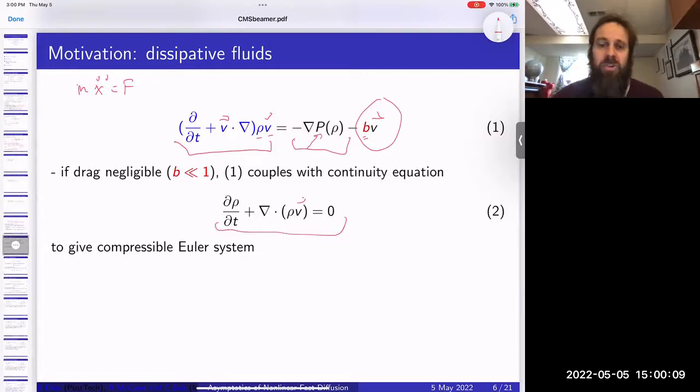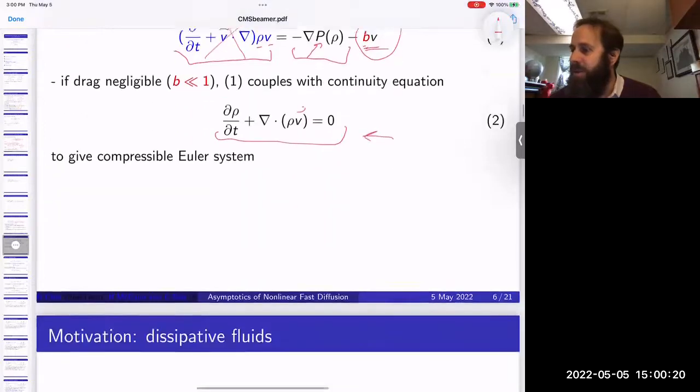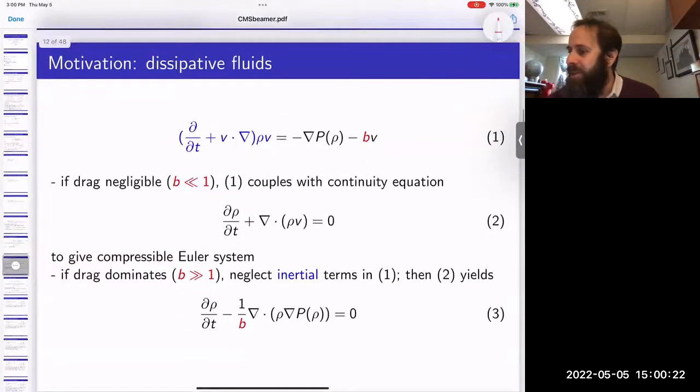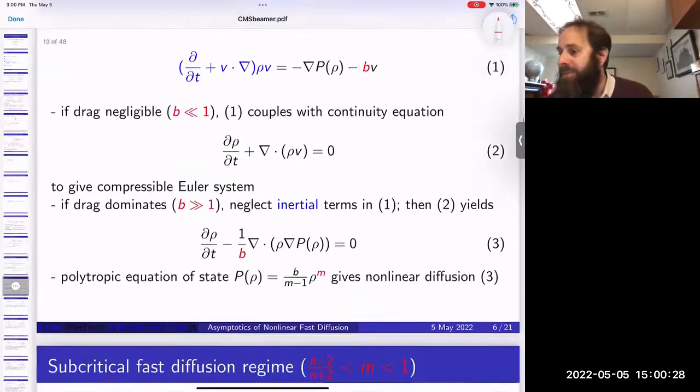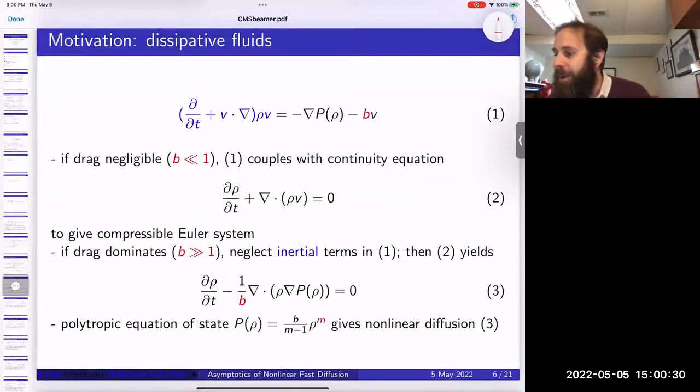Or they assume friction dominates. If you assume friction dominates, then you might assume the inertial effects are 0, and so v would then be proportional to the pressure gradient. And if you plug that into the continuity equation, then you get a version of the porous medium equation, provided you take p to be a power of the density. So if you take the equation of state to be this power of the density, you get the nonlinear diffusion equations we've been talking about. Other questions?